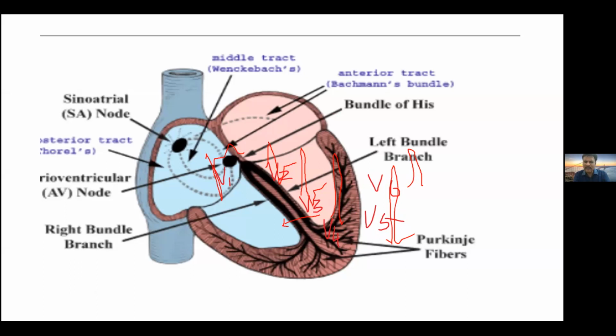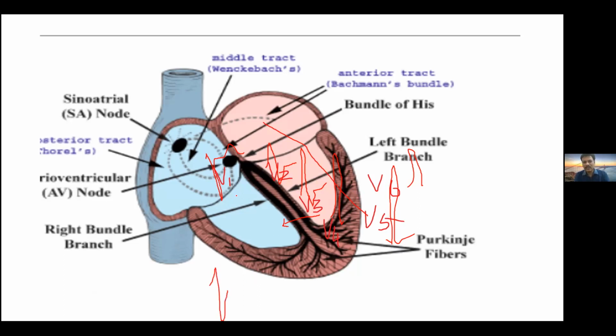From V2, the impulse has to cross V2 and go to V5, V6. So it travels away from the electrode, from V2. So it is terminal negativity. So V2 will have a small positivity and a terminal negativity.